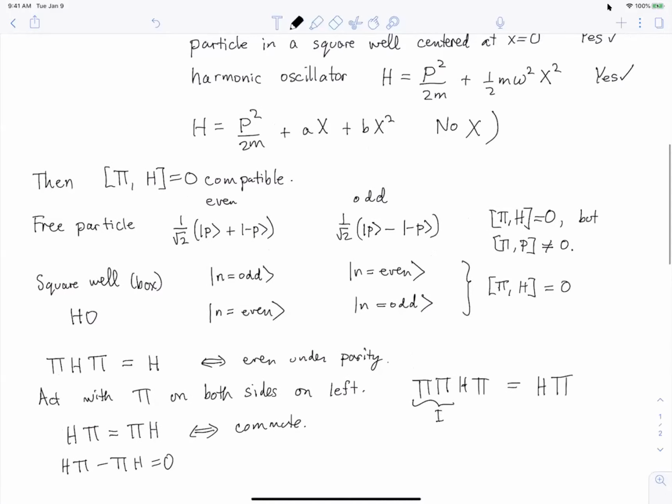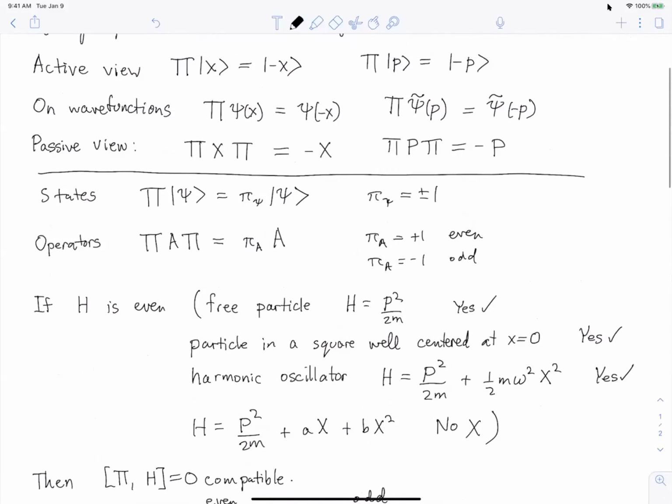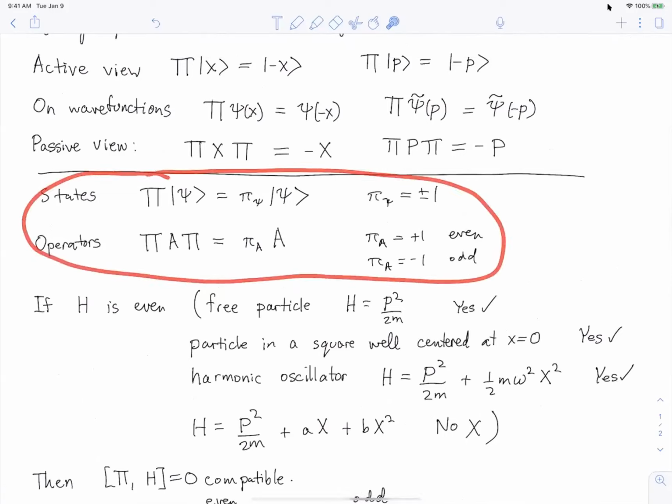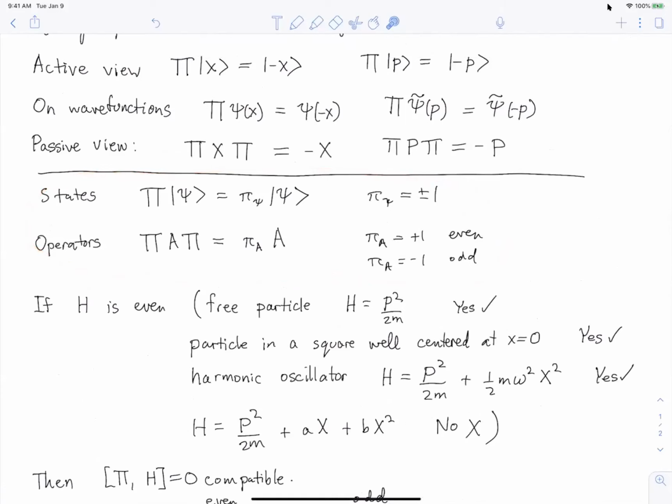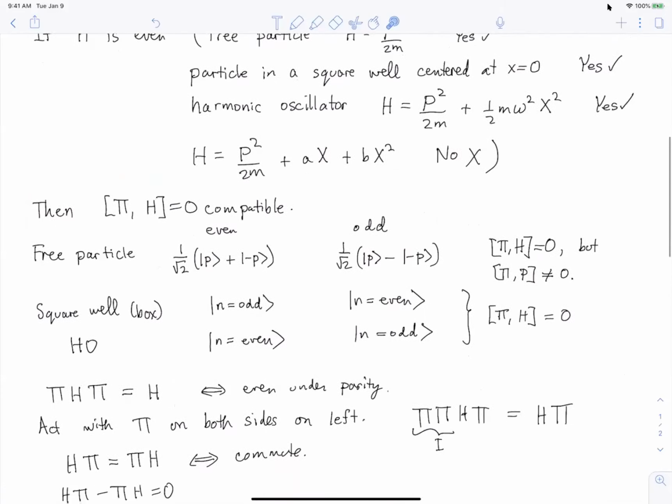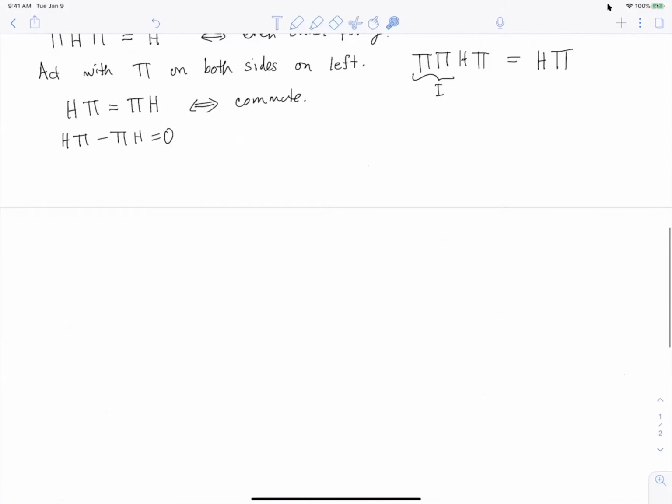Okay, so let's consider states and operators that obey these sorts of rules right here. So this is going to be one of the most important implications of parity. You could say, why are we bothering to define it? And it does something very useful, namely it gives us selection rules. Selection rules are ways of telling in advance when something has to vanish.